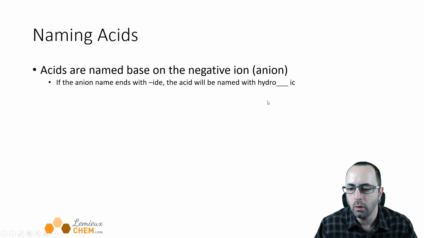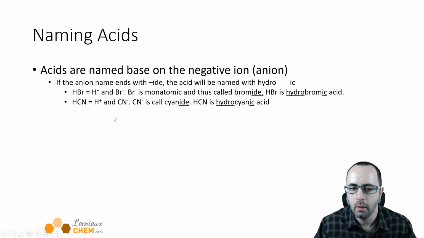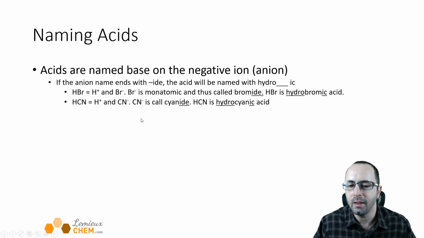So you know that most negative ions that end with ide, they end with ide because they're monatomic. They have one atom. Like HBr is composed of H plus and Br minus. Br minus is called bromide. So HBr is called hydrobromic acid. HCN has the H plus ion and a CN minus ion. CN minus is one of the few polyatomic ions whose name also ends with ide. But since the name of the ion ends with ide, HCN is called hydrocyanic acid, hydro-ic.